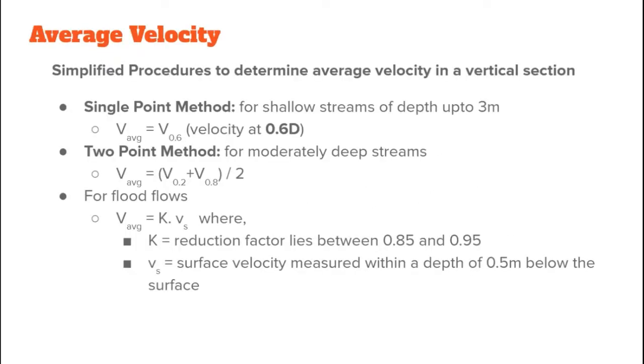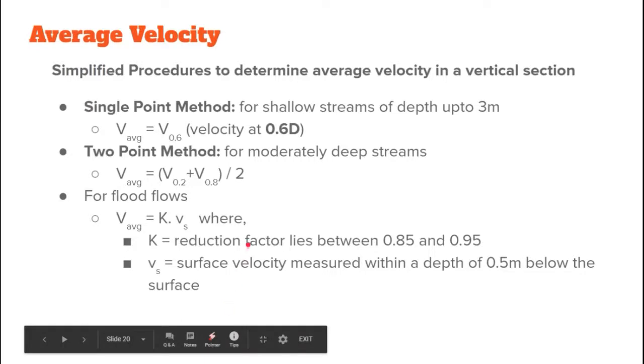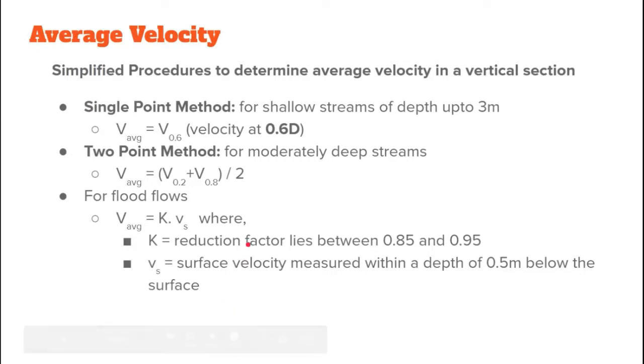Average velocity. Current meters measure the velocity of a point, but as civil engineers, we often need the average velocity of a vertical section, and it is time consuming to do with current meters. So some simple methods evolved to estimate the average velocity. Single point method for shallow streams of depth up to 3 meters. In this method, V average is estimated as the velocity at 0.6 d, where d is the depth of flow.